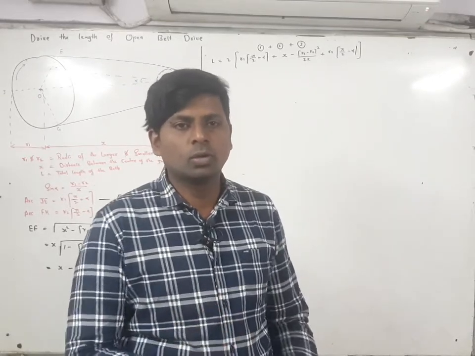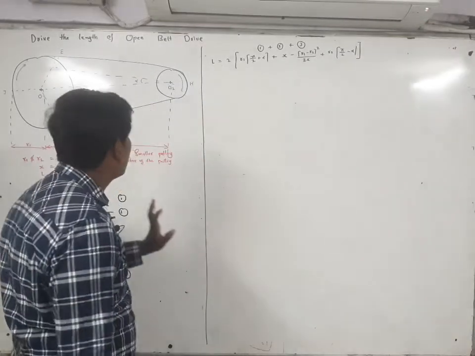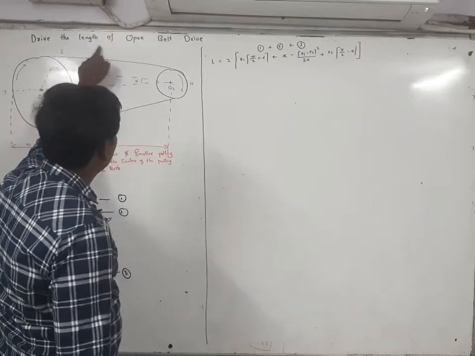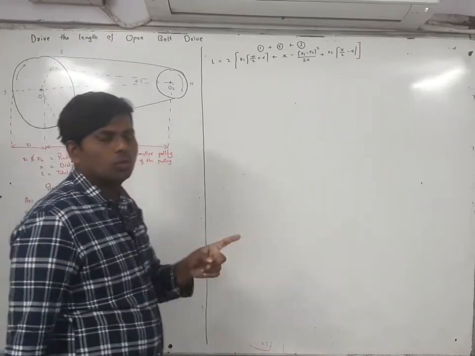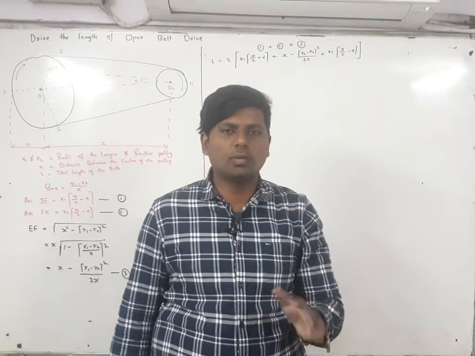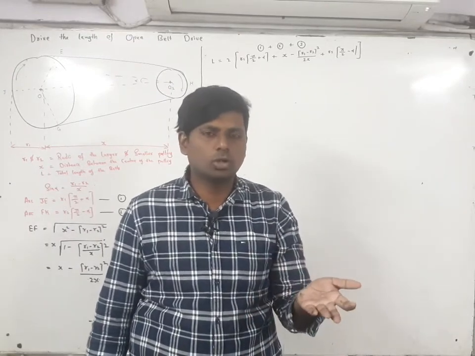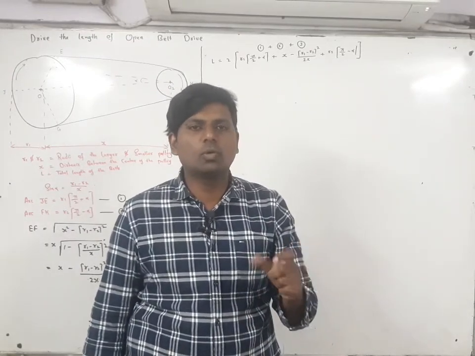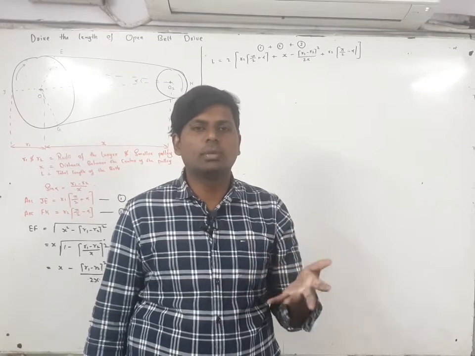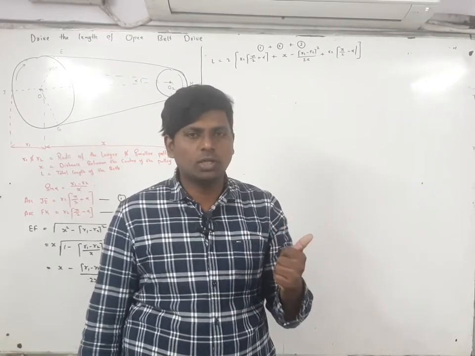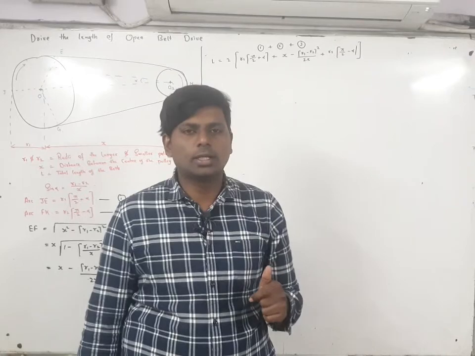So first we will go with the diagram, which I have already drawn here. Derive the length of an open belt drive. If you know one of the belt drives, the open belt drive, automatically the other one is the cross belt drive. In the cross belt drive only the signs change, the remaining will be the same. If you know one, you can easily go for the other one also.